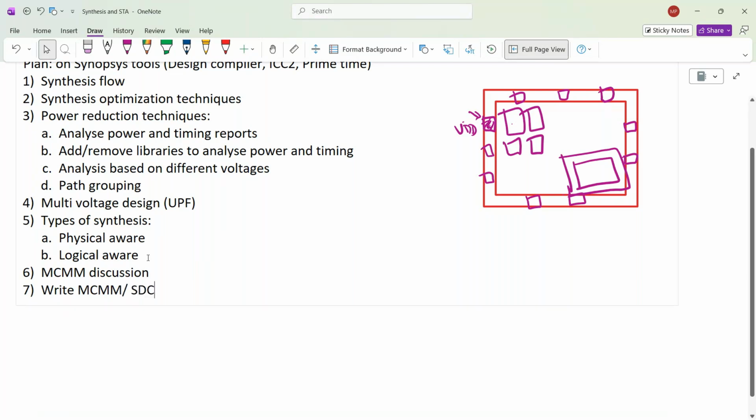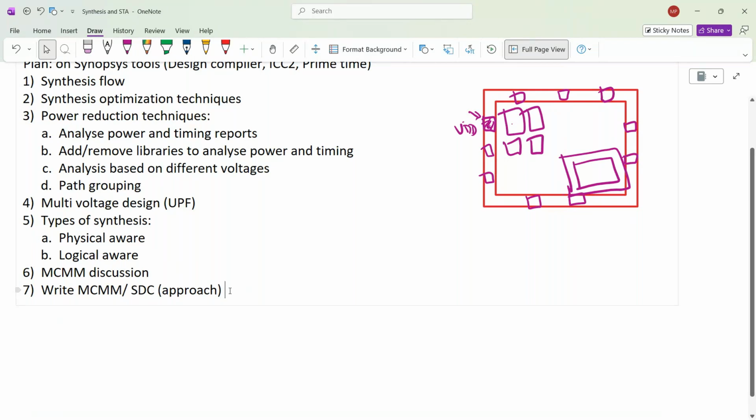You can say SDC. So here the main aim is to get the idea of how to approach if you want to create MCMM from scratch. If you want to create MCMM from scratch, how will you approach it? What all things will you see? What are the scenarios you will see? And then you will apply the commands. So we are going to write MCMM in this lab.